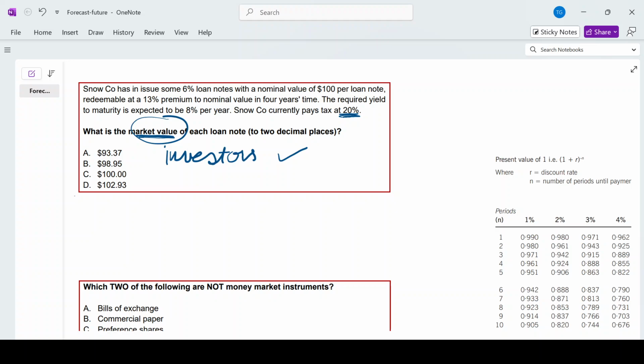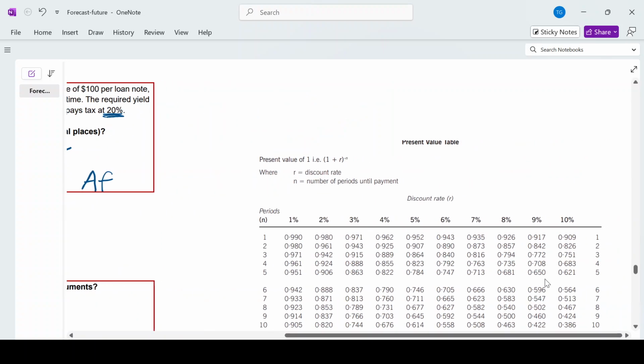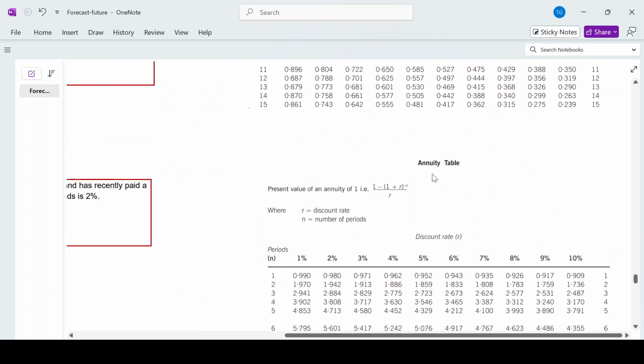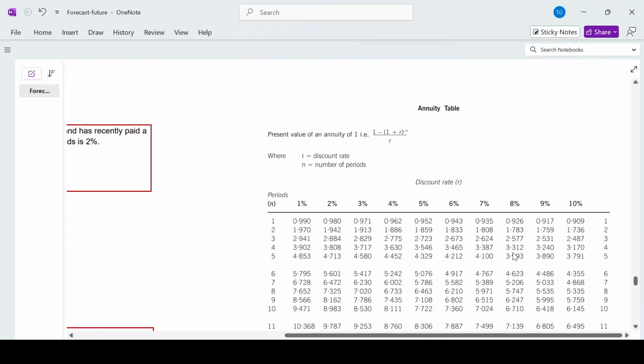So on $100, the interest amount is going to be $6, and this $6 they are going to be getting from the first year till the fourth year. So 1 to 4, this is a recurring payment, so we are going to use the annuity factor. The annuity factor for 8%, the required rate of return, for 4 years. I've also copy pasted the tables over here, annuity as well as the present value tables. This is the annuity table. I'm looking for 8% for 4 years. So it's 3.312.